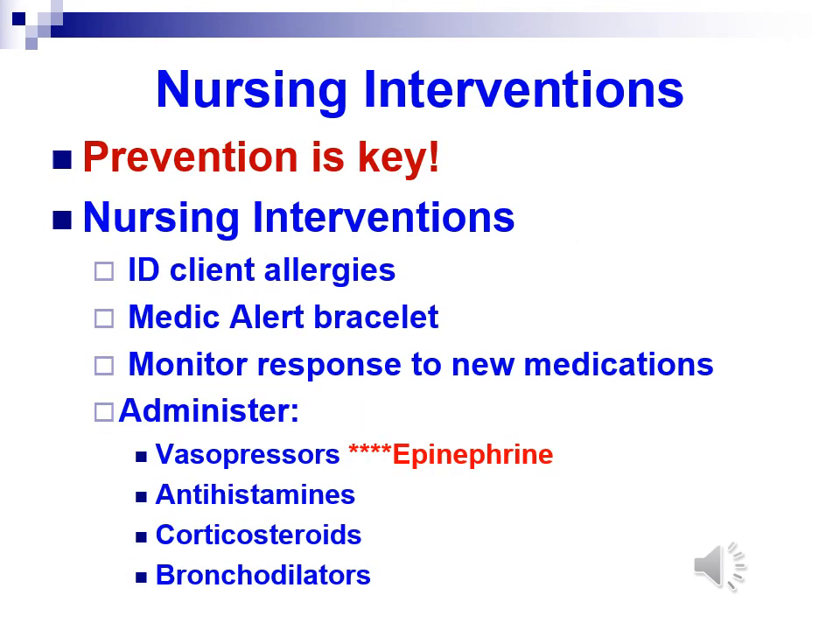So how do we treat anaphylaxis? Well, first and foremost, prevention is the key. Sometimes they seem like insignificant interventions, but identifying client allergies is really important, really key. The most common causes of anaphylactic shock are penicillin and contrast dyes. So I can't stress enough the importance of identifying your client allergies. A medic alert bracelet also speaks to prevention. And certainly careful monitoring of a client's response to any new medication.